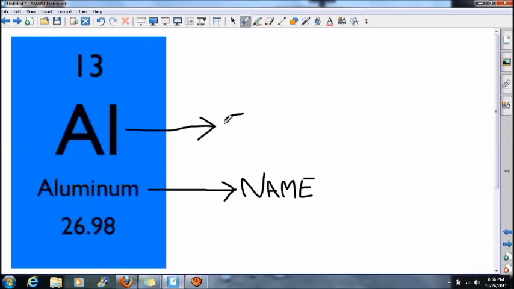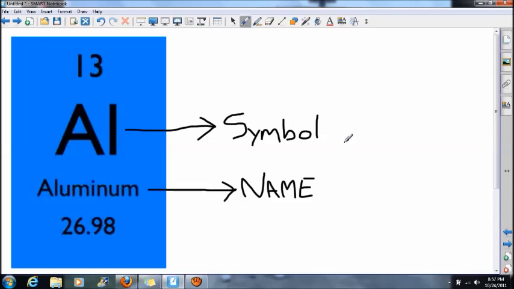And this is the symbol. All elements have a symbol. Not all symbols necessarily have the same letters that go along with the name of the element. And that's because a lot of the elements are named after their Latin names. And so therefore the Latin name given them is not the same as we use in English. And so therefore some of the symbols will be different. But all symbols are written the same.